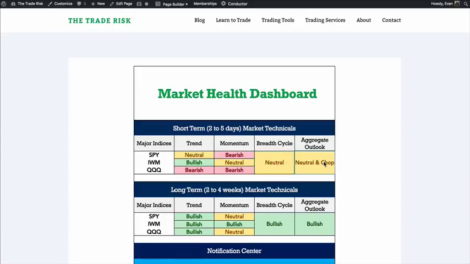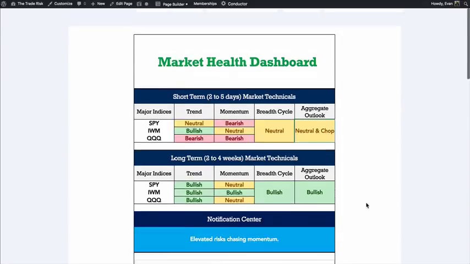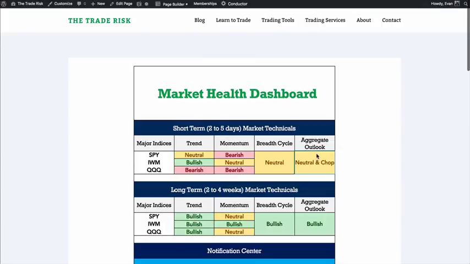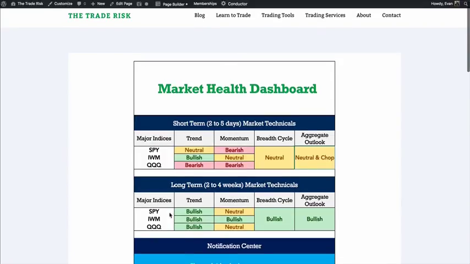Breadth is a unique way we calculate, but overall, we view that as pretty neutral in the short term. And our outlook heading into next week, and really for almost all of this week, was neutral and chop. So basically a range-bound market in the short term. Long term, you can see everything's still bullish. You can see a little bit of neutral momentum setting in for the Qs and SPY, but everything else on the longer term charts is still bullish.